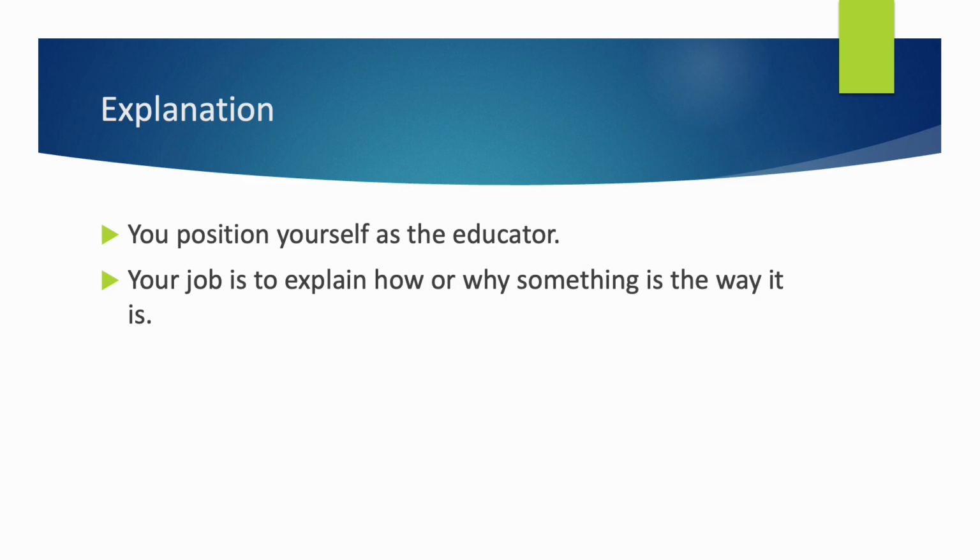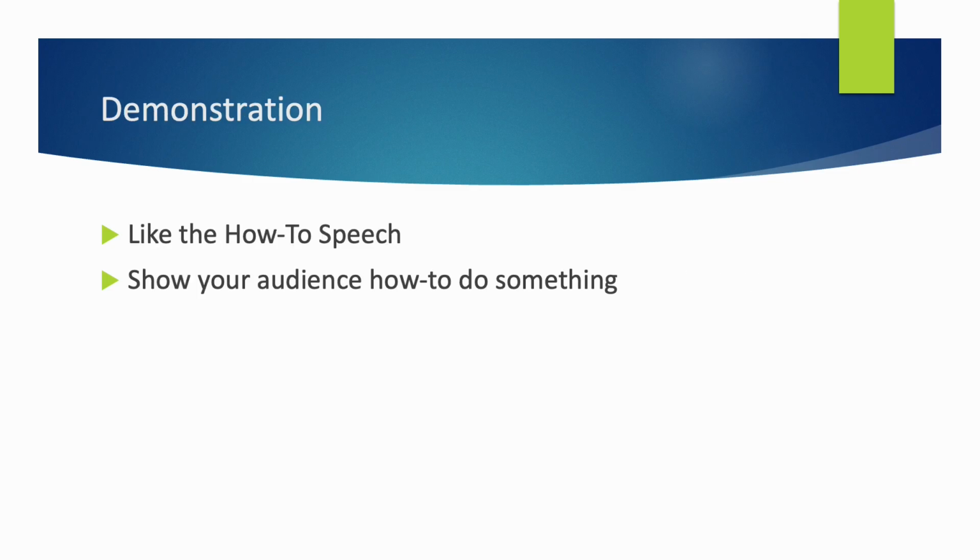Another process is the explanation process. So you position yourself as the educator. You're explaining to us why something is the way that it is or how to do something. You're teaching us. So remember, this is just informing your audience. You can demonstrate to the audience how to do something. So this is a lot like the how-to speech that you've already completed. You can show your audience how to physically go about doing something, how to physically do a process.